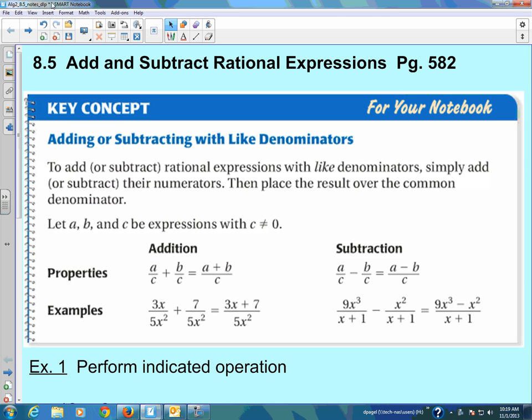Section 8.5, adding and subtracting rational expressions. All right, so here's where we get to denominators and wondering, what do we do when denominators are the same? What do we do when denominators are different for adding and subtracting?